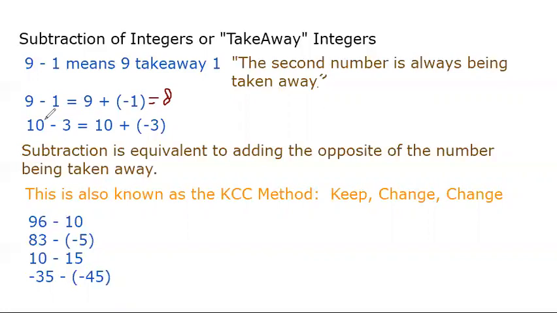Also, similarly, 10 minus 3, of course, 10 minus 3 would be 7, but also note that 10 plus a negative 3, those are going to be equivalent because a -3 is going to remove $3 of income, and I'm still going to end up with 7.